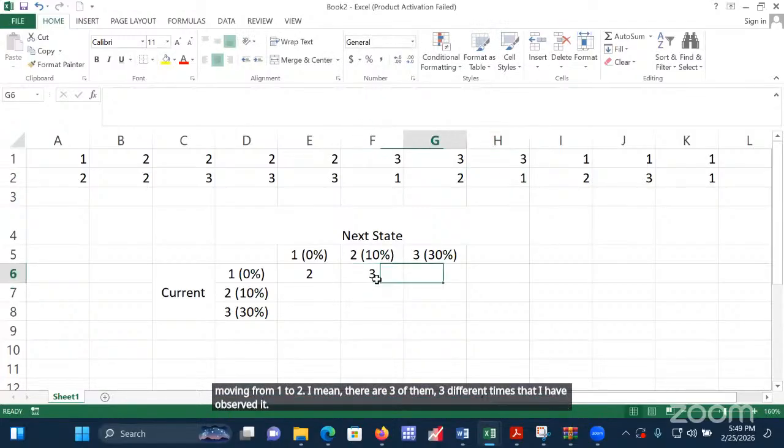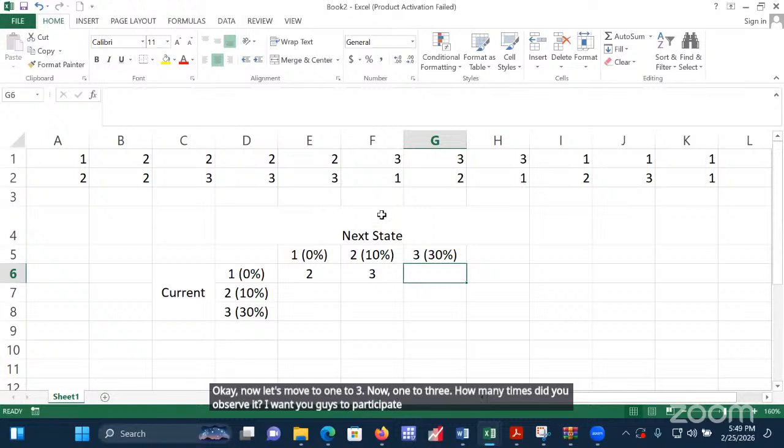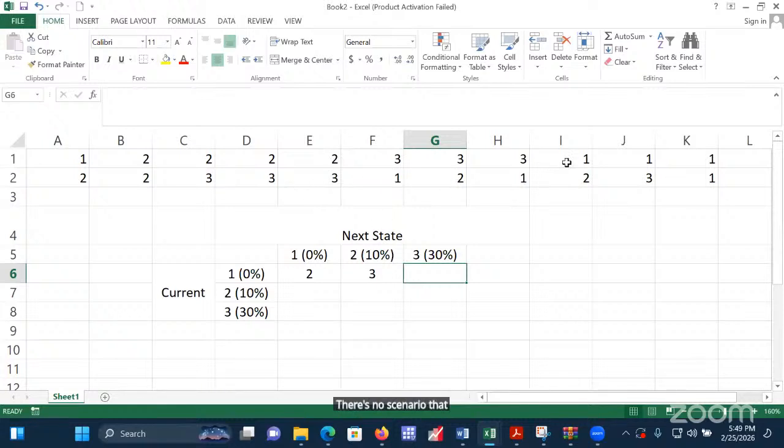Okay? Now let's move to 1 to 3 now. 1 to 3. How many times did you observe it? I want you guys to participate now. 1 to 3. There's no scenario that you get 1 to 3. None. So it is 0. Okay? So we don't have a customer that is so excellent in performance that if he's currently not enjoying any discount, that he'll be enjoying up to 30% discount in the next period.